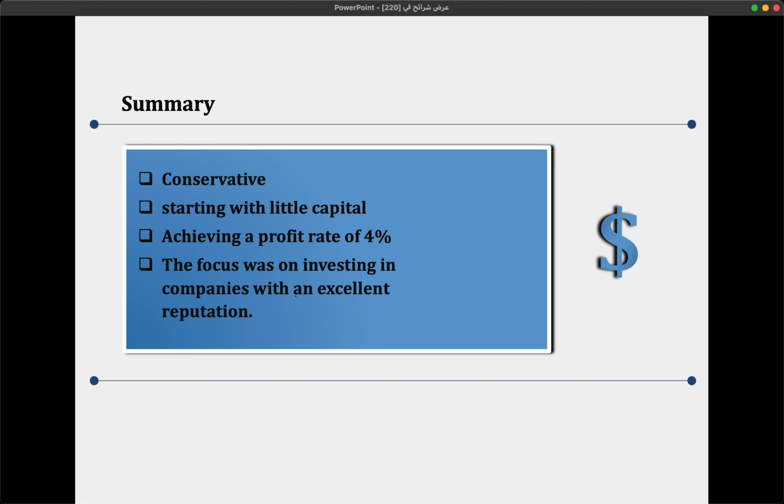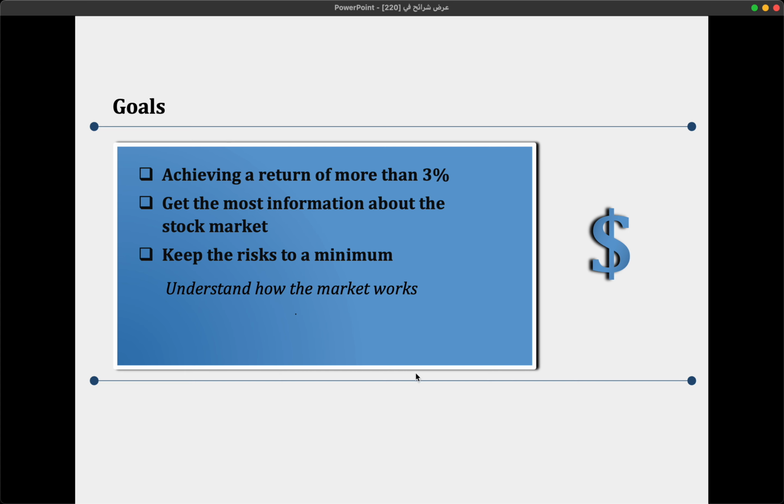Summary: we started with a little capital. We try to achieve a profit rate of 4%, and we try to focus on investing in the companies that have an excellent reputation. We try to define our goals. It's to achieve a return of more than 3%, get the most information about the stock market and how it works, keep the risk at a minimum, and understand how the market works.